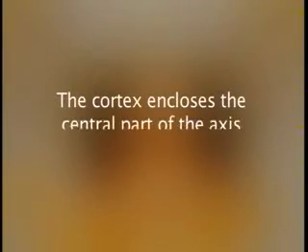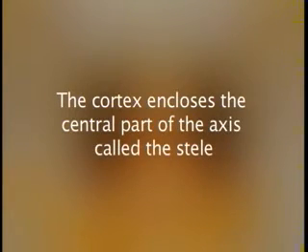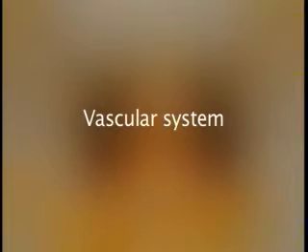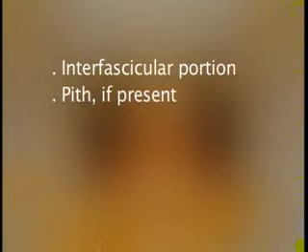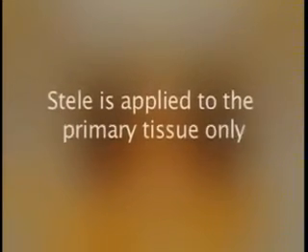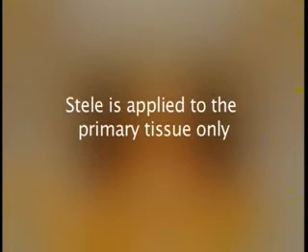according to which the root and stem are fundamentally similar in gross anatomy because in both the cortex encloses the central part of the axis called the stele. According to them, stele is the core of the axis, which includes the vascular system, interfascicular portion, pith if present, and some surrounding portion of the fundamental tissue in the vicinity of vascular bundles. The term stele is applied to the primary tissue only.